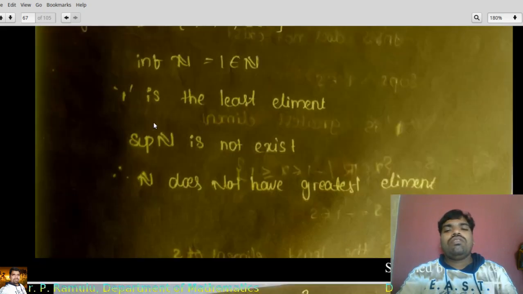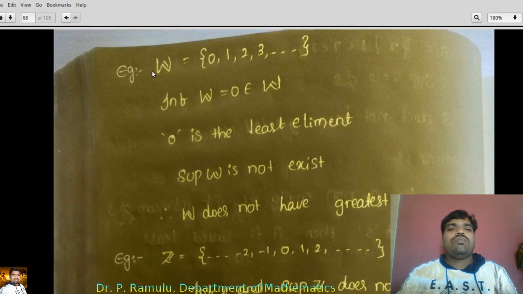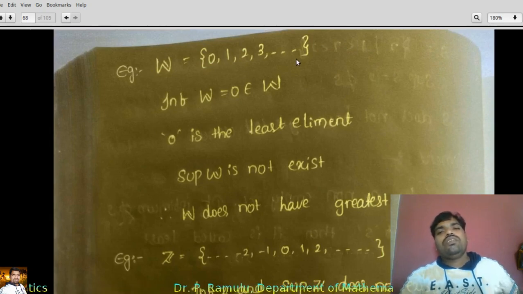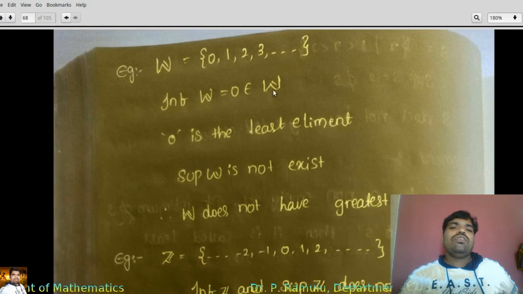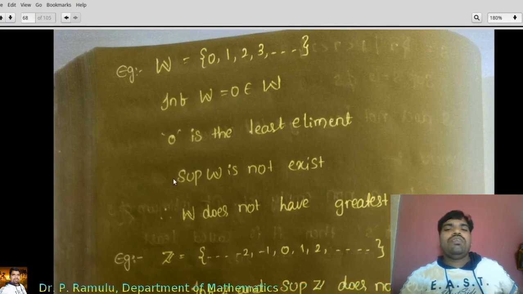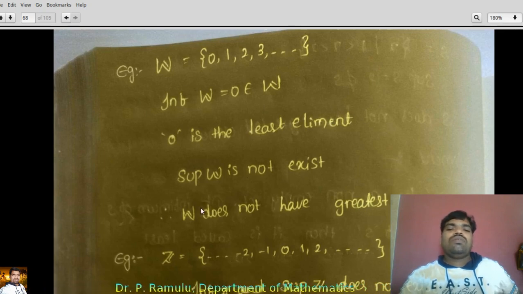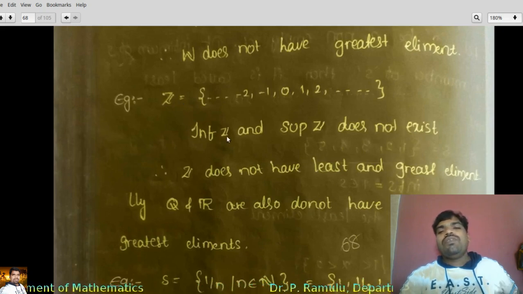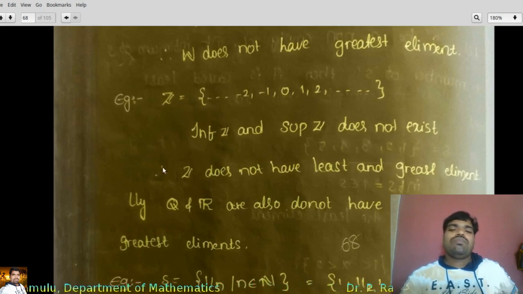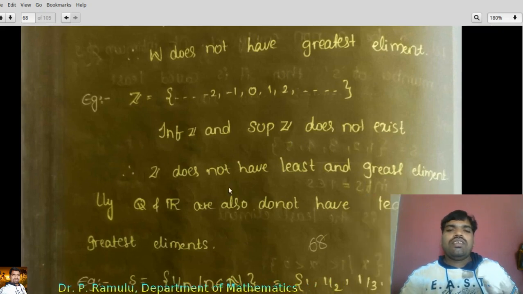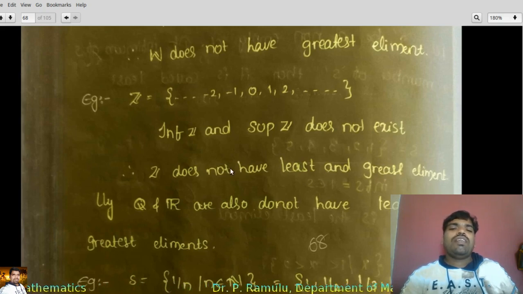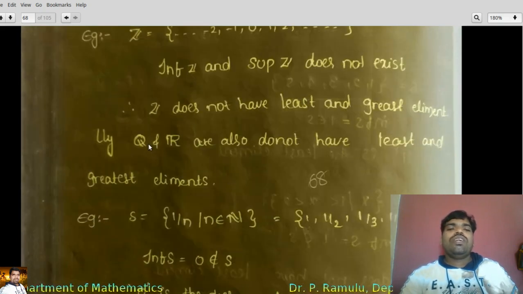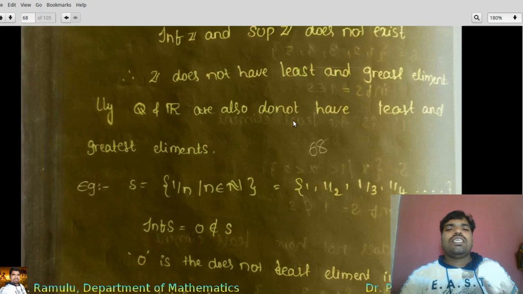Another example, W equal to 0, 1, 2, 3, and so on. The infimum of W is equal to 0, which is a member of W, therefore 0 is the least element. The supremum of W does not exist, therefore W does not have a greatest element. If I take Z, the infimum and supremum of Z do not exist, so Z has neither a least element nor a greatest element. Similarly, Q and R also have neither a greatest element nor a least element.